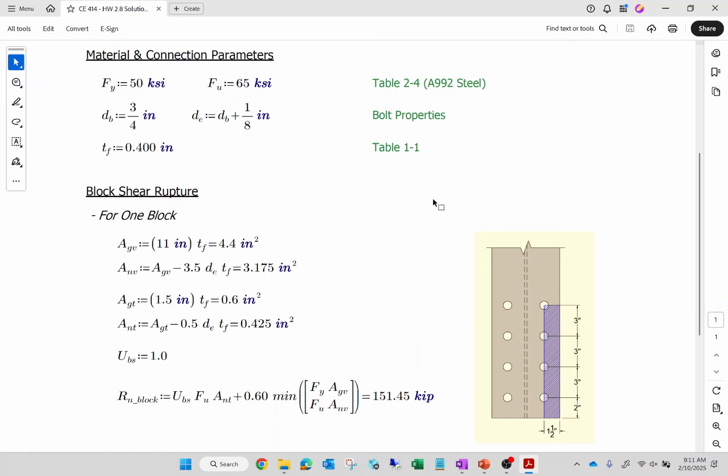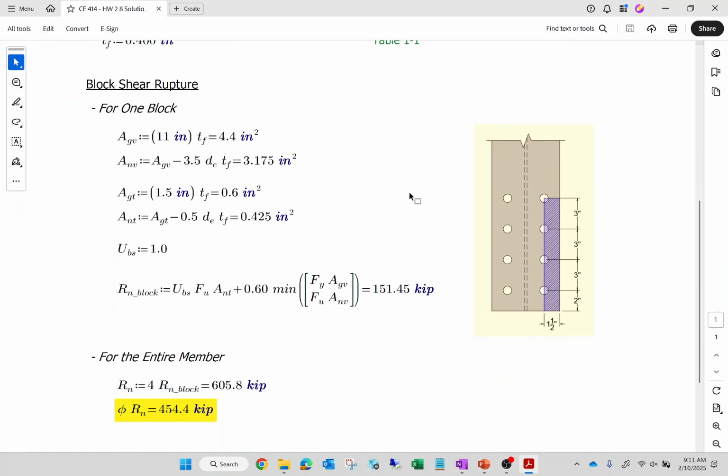Now, I want to make sure we're all on the same page. This is the capacity for a single block, and this is a nominal capacity. So to get the whole member, I need to multiply this by 4, since there's 4 of them, and I need to adjust by phi. So the actual answer was something like 450 kips.